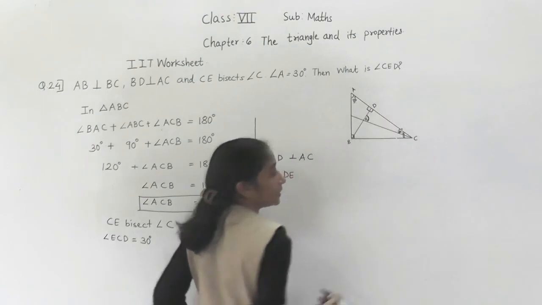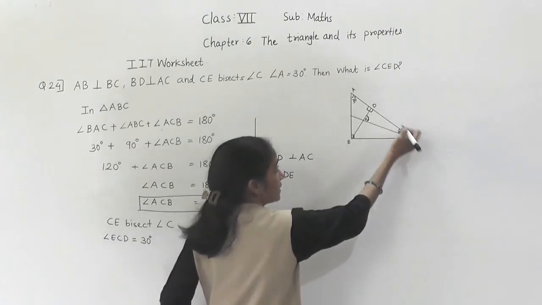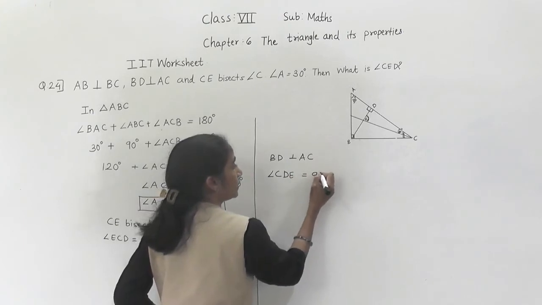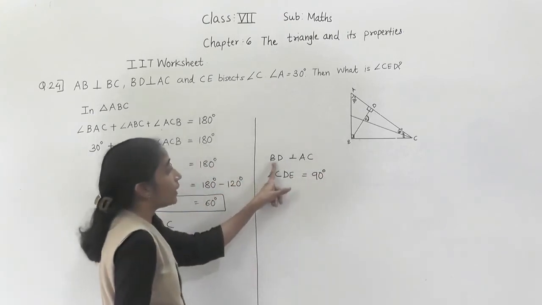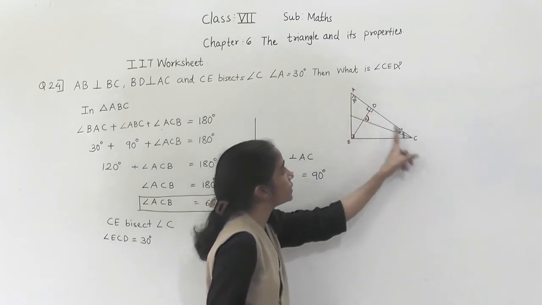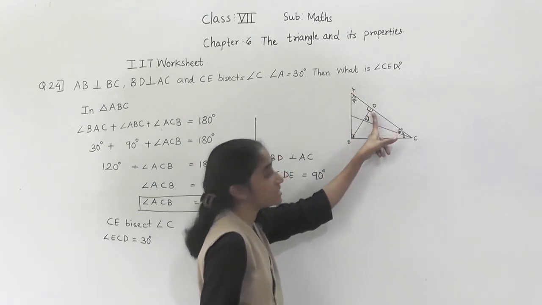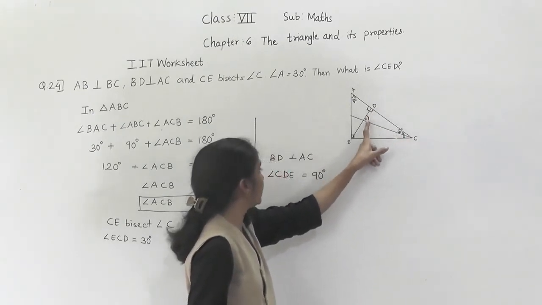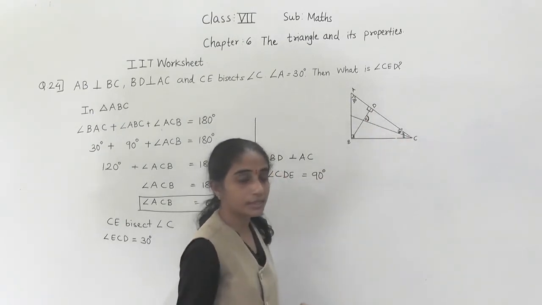Angle CDE is equal to 90 degree. Why? BD is perpendicular to AC. See, it is perpendicular, so this angle is 90 degree. Angle CDE is equal to 90 degree.